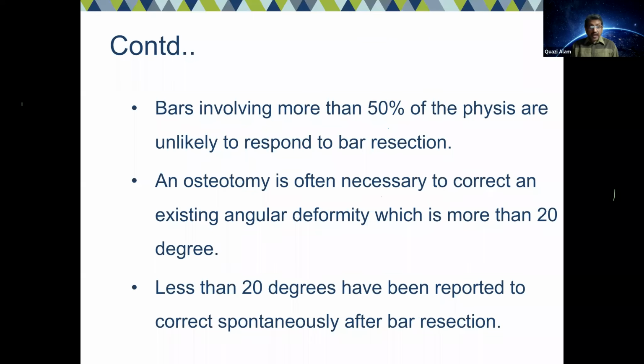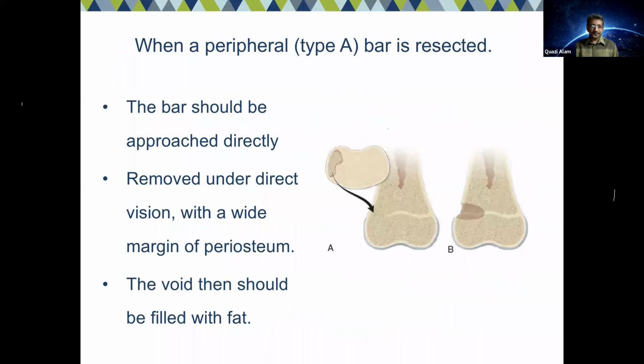If you see a deformity of more than 20 degrees already existing, you should do the corrective osteotomy at the same time while going for the partial bar resection. But if the deformity is less than 20 degrees, you can wait. If your partial bar resection resumes the growth, then this deformity of less than 20 degrees can be corrected over time, so you do not need to correct it right now. You can wait, but warn the patient that he might need to go for a corrective osteotomy later on.